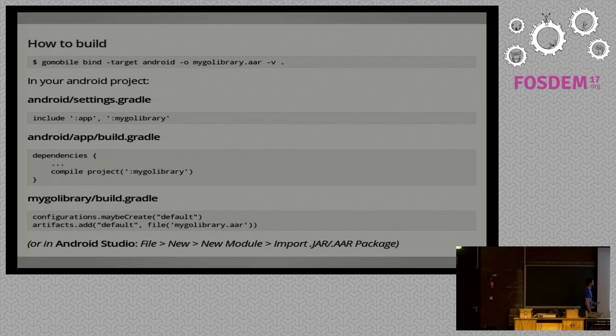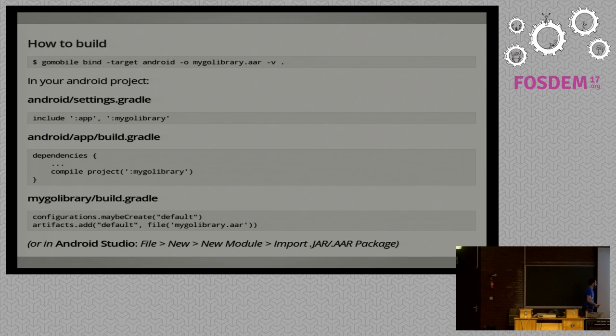How to build this? Well, it's gomobile bind. You specify the target, which is iOS or Android, and the output library, which is the AAR file and everything. The -v is for verbose, to show if something is wrong or not.